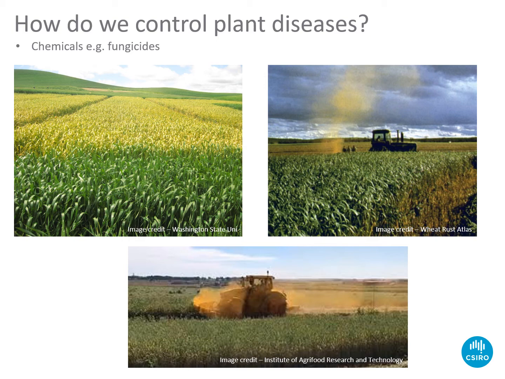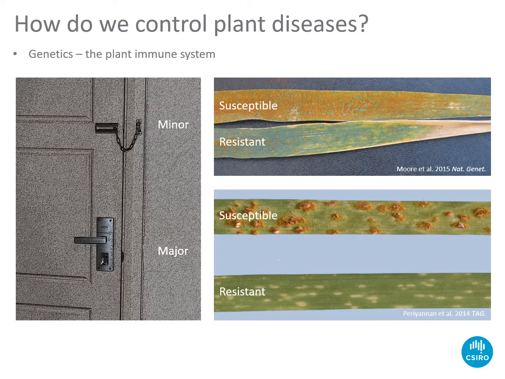Unlike the current pandemic, we can't go around vaccinating plants. So one method that we can use to control rust diseases and other fungal diseases are chemicals like fungicides, although these aren't the most environmentally friendly control method. Using the plant's own immune system to control these diseases is a much preferred option over fungicides as it's more sustainable and environmentally friendly.